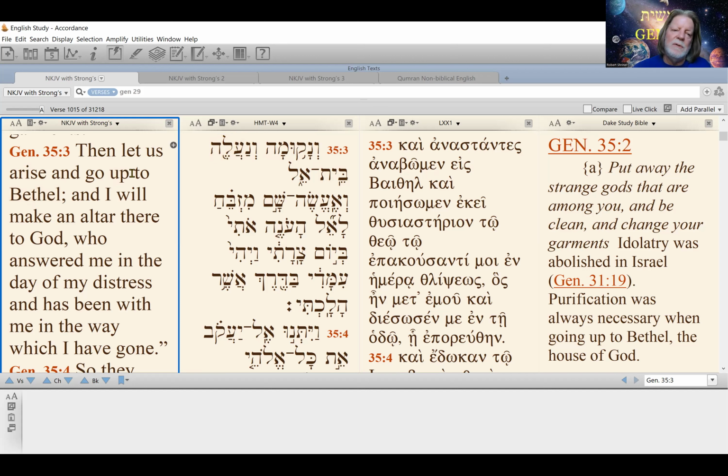And Jerusalem too is on a mountain, so it's high up there. But the going up is a reference to meeting with God. There I'll make an altar to God who answered me in the day of my distress. He's talking about when he was fleeing from Esau for his life, in the day of my distress, and has been with me in the way which I've gone.